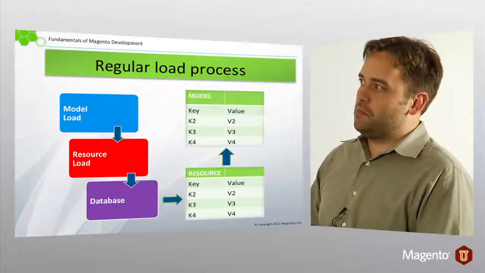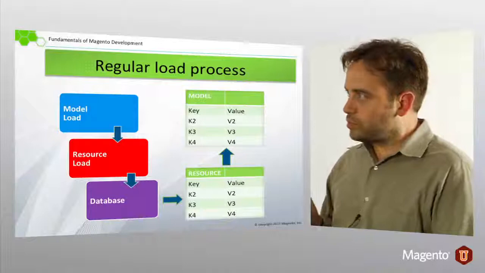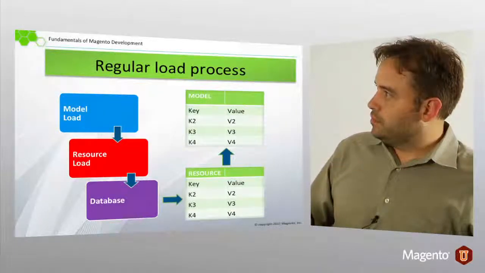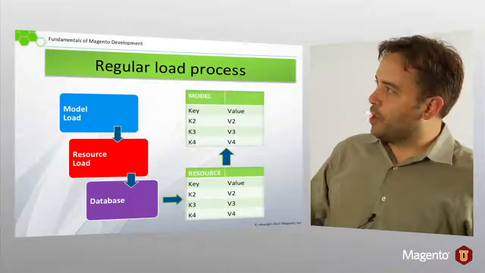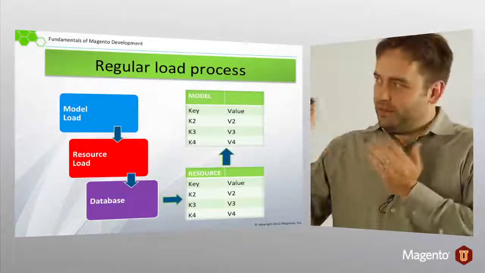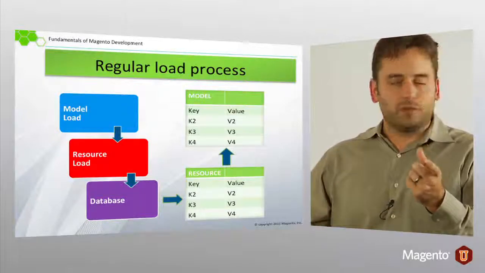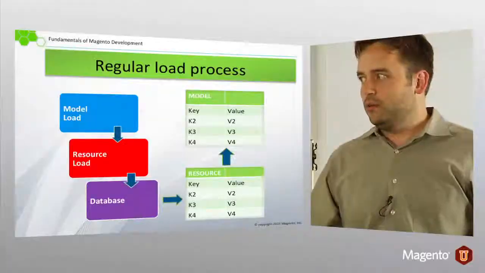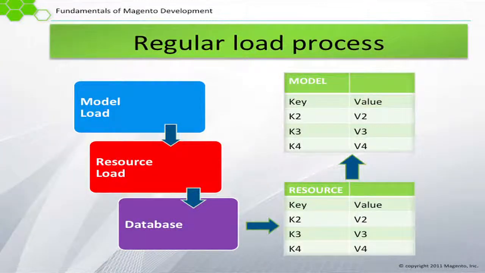So what does this mean? With our regular load process, it's very simple. We start with our model, we call load. That calls resource model load. The resource goes to the database, gets these values, assigns them to an array, and assigns the array to the model.